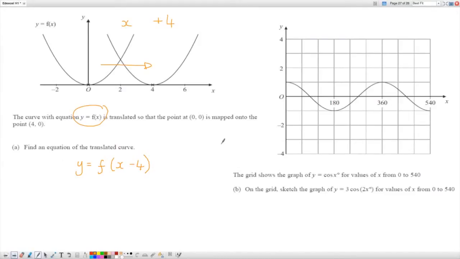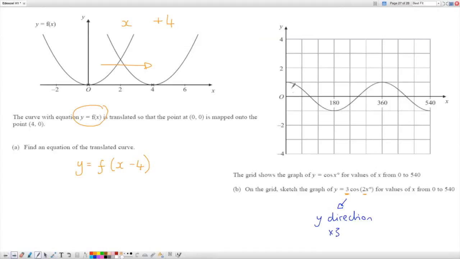In our next graph, we're given y equals cos x, and then asked to sketch a transformed graph. We have a 3 here and a 2 next to the x inside the brackets. So first off, let's look at the 3. The 3 sitting here outside the bracket is going to stretch the graph in the y direction by the scale factor. So it's a stretch in the y direction, and here the y coordinates by 3.